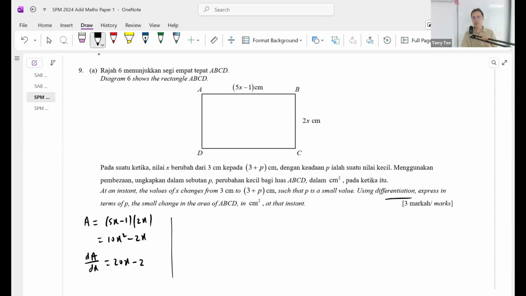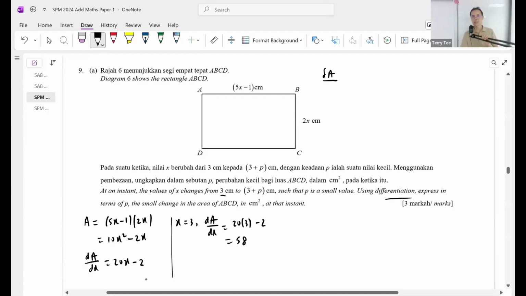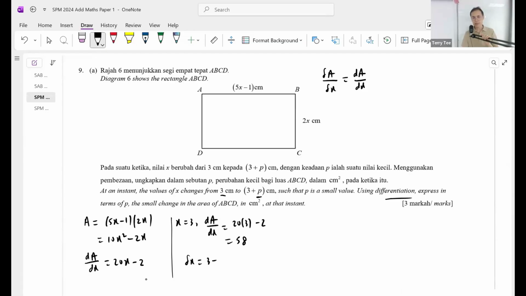Okay, now you're finding the change when x is 3. So substitute 3 inside. My dA/dx will be 20 times 3, 60, minus 2, 58. Remember this formula: delta A over delta x is approximately dA/dx when delta x is small. The question already says delta x is p, and p is small. Delta x we can find by taking the final value minus the initial value. The initial value is 3, the difference is p.